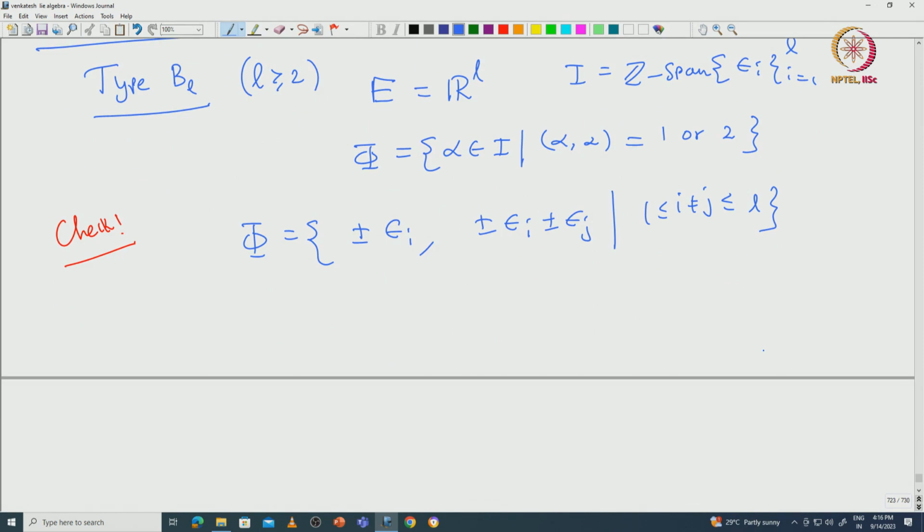Okay. I will leave it to you to check all those things. So, what is the base here in this case? In this case you can take the base to be epsilon 1 minus epsilon 2, epsilon 2 minus epsilon 3 and so on, epsilon L minus 1 minus epsilon L, comma epsilon L. So, this is the base for this phi.